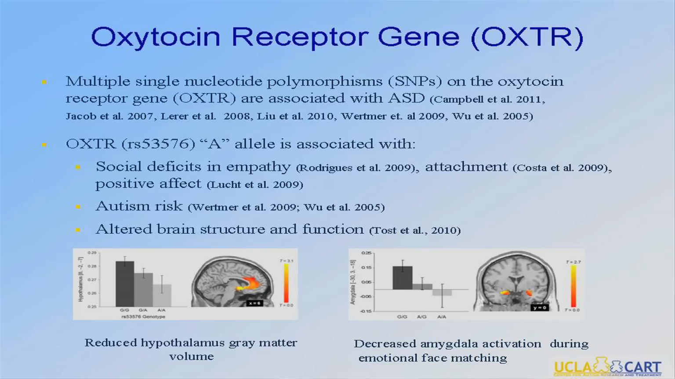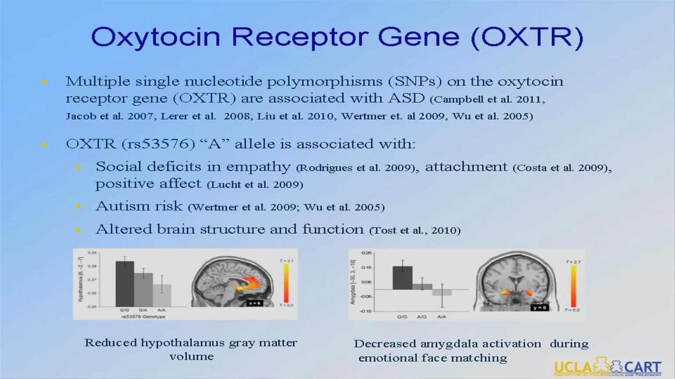There are a lot of different risk alleles that are associated with the oxytocin gene. We call them SNPs, single nucleotide polymorphisms, on this oxytocin receptor gene, but they have consistently been associated with social deficits in empathy in older normal volunteers, with deficits in attachment, with autism risk, and also with altered brain structure and function.